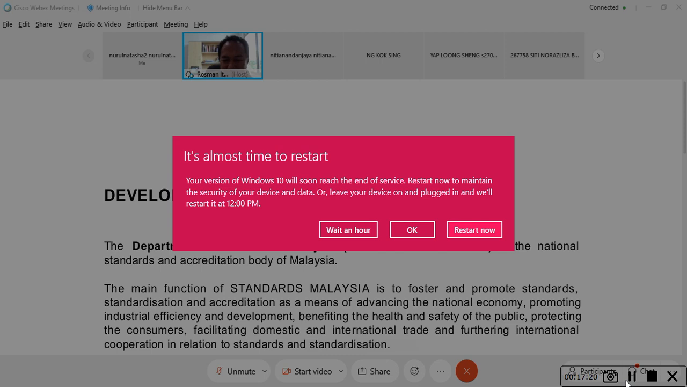So what is the function of Standards Malaysia? We already discussed it in chapter 1, I think. The function is to foster and promote standards. That's number 1. To foster and promote standards, standardization and accreditation as a means of advancing the national economy, promoting industrial efficiency and development, benefiting the health and safety of the public, protecting the consumer, facilitating domestic and international trade, and furthering international cooperation in relation to standards and standardization. So the main function of Standards Malaysia is to foster and promote standards and standardization.